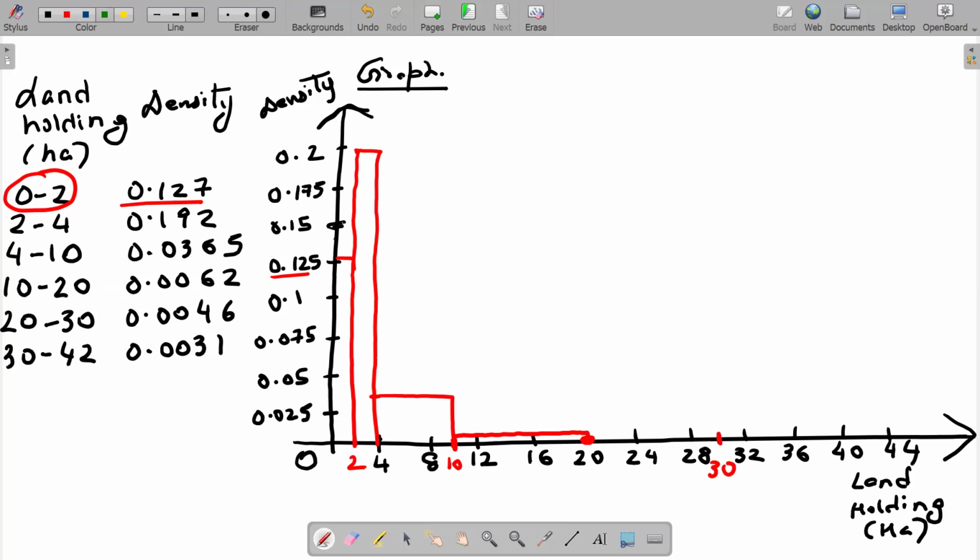Let me use another color. Let's say green. See, this is 20 to 30, and then 30 to 42 using yellow color. 42 will be somewhere here. So 30 to 42 is 0.0031. That means even lower. So this is how the histogram is looking. Okay. So we calculated relative frequencies, then we calculated density, then all we had to do was plot the land holdings and the density.